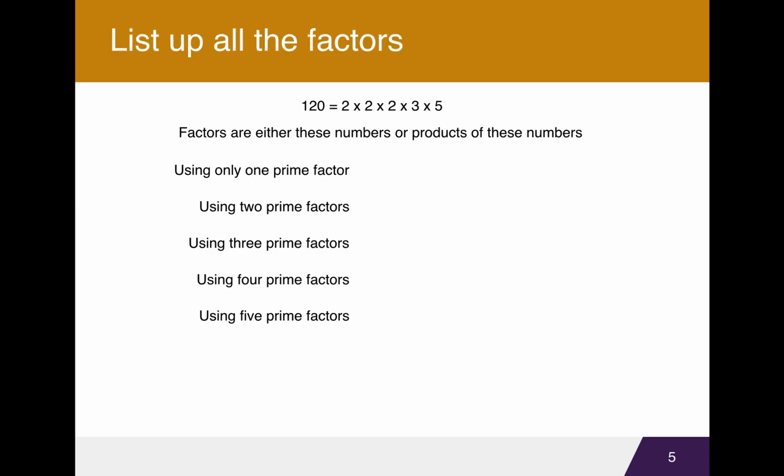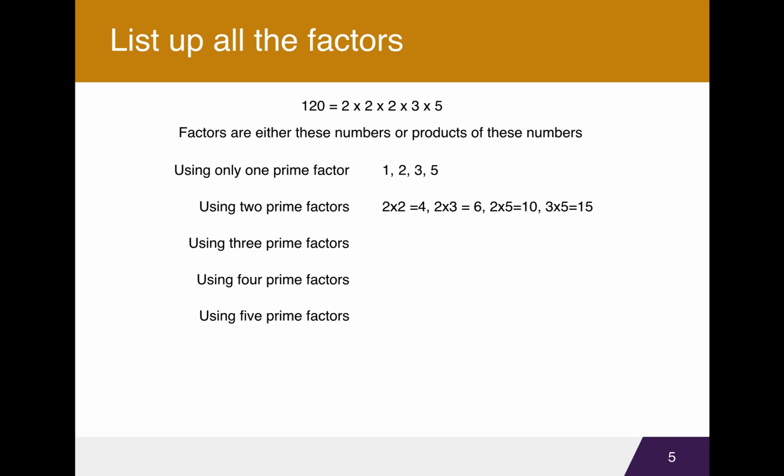And then factors are either these prime numbers or products of these prime numbers. So you can use 1 prime factor or 2 prime factors or 3 prime factors or 4 prime factors or 5 prime factors. If you use 1 prime factor, the options are 2 or 3 or 5. 1 is not listed in that equation. However, the question specifically said we need to include 1, so that's why I add 1 as a factor.